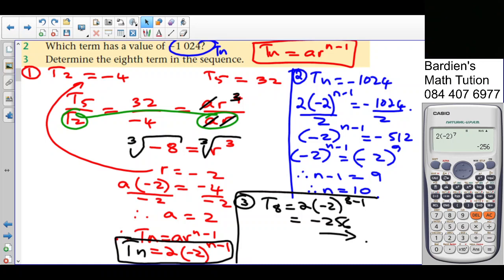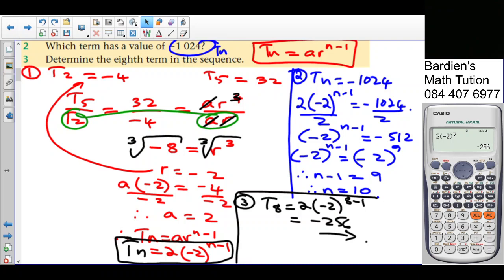But remember they told us it is the second term in a geometric pattern. So what does that mean? If it says geometric, we can only use geometric formulas. If it had said the second term of an arithmetic progression is negative 4 and the fifth term is 32, then I can only use the arithmetic formula. Make sense? But since it says geometric, you can only use the geometric formula. Are you all okay with that?